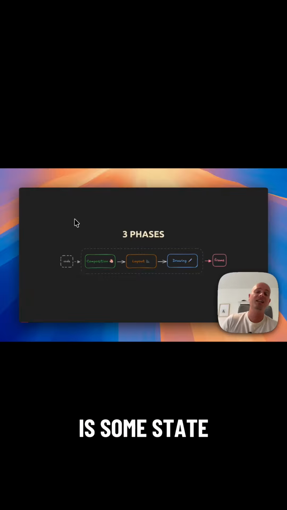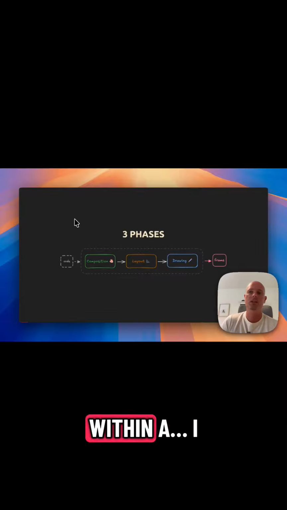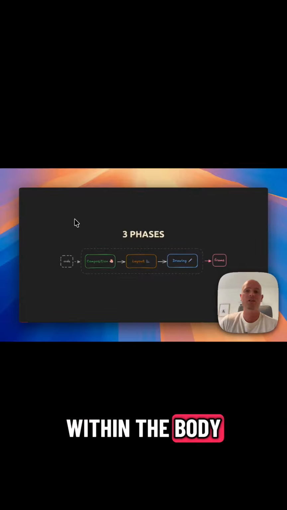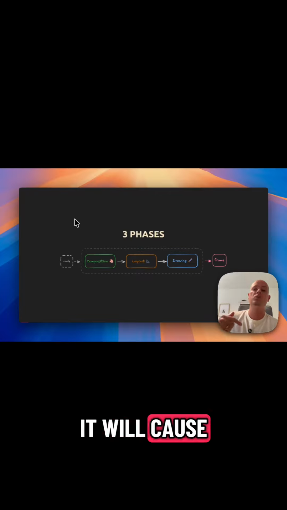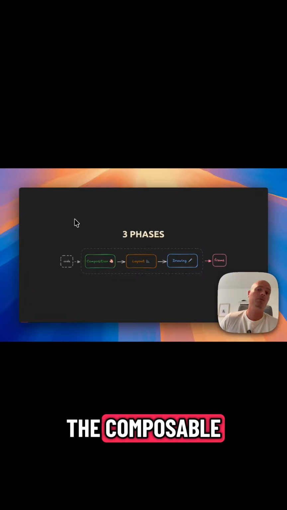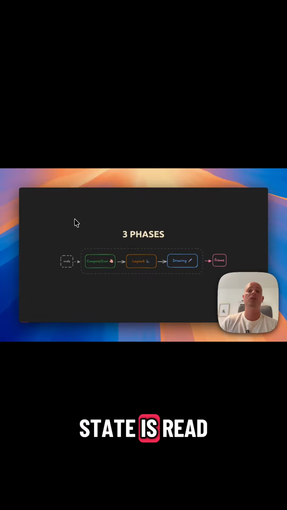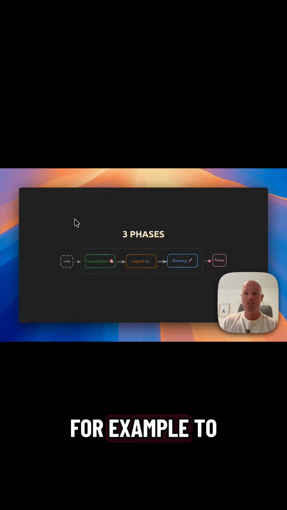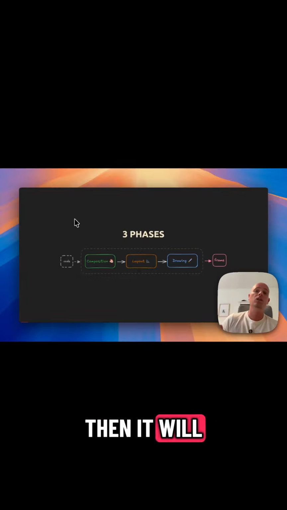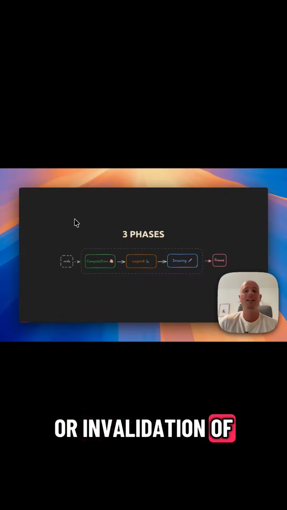So if there is some state that is being read during the composition phase, let's say, for example, within the body of our composable function, in that case, if the state changes, it will cause full recomposition of the composable, because it is getting read during the composition phase. But if the state is read during the layout phase, for example, in a custom layout modifier, to decide the size or position of the actual element, then it will only cause re-execution, or invalidation, of the layout phase.